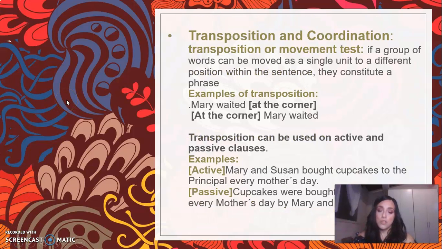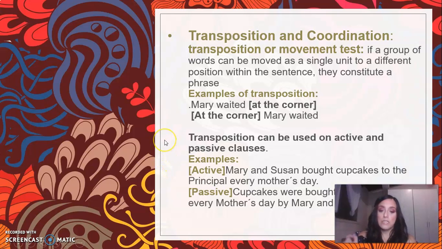Now, transposition and coordination. The transposition or movement test. If a group of words can be moved as a single unit to a different position within the sentence, they constitute a phrase. We have this example. Mary waited at the corner. At the corner, Mary waited. Here, the only thing that changed was the order, so we moved, we transposed, but the meaning of the phrase is the same, didn't change.